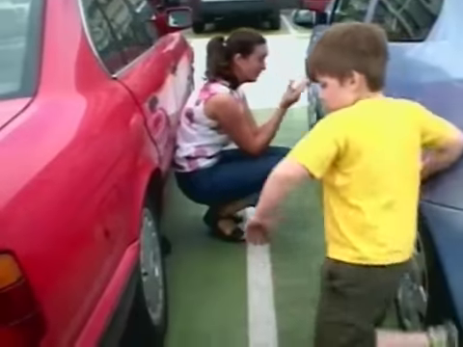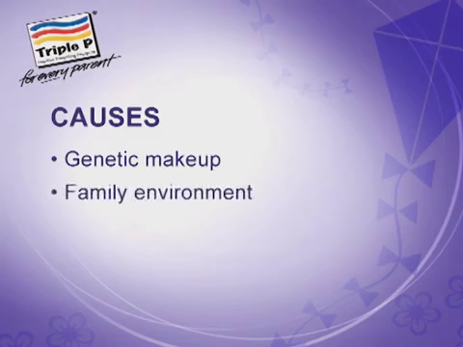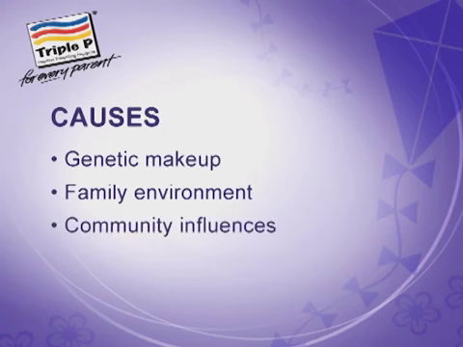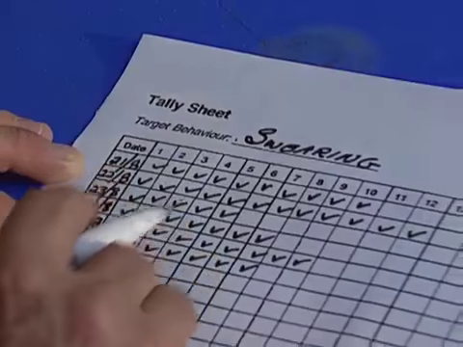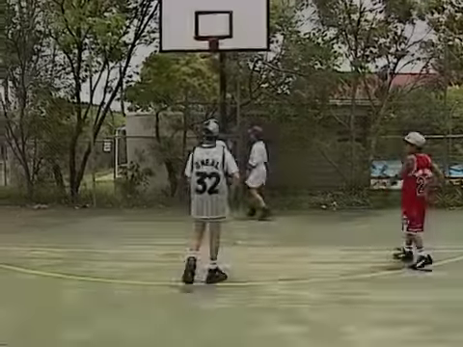In Part 2, we look at some of the causes of child behaviour problems. These include our children's genetic makeup, the family environment, and influences from the wider community around them. We also look at monitoring, or how to keep track of children's behaviour.